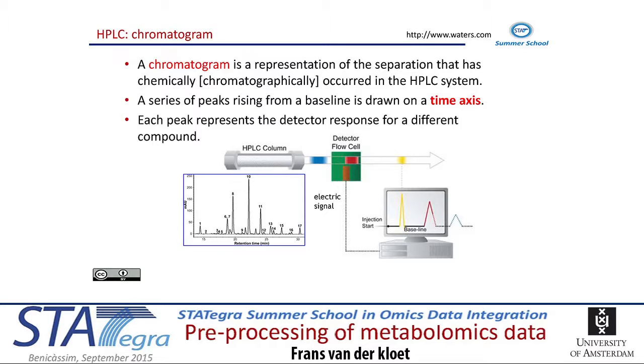So what is a chromatogram then? It's a representation of the separation that has chemically occurred in the HPLC system. Actually, this presentation is online, so you can always look at it later if you want to. In time, what you will see is a series of peaks rising from the baseline. Every compound will generate a small peak, and that will be my chromatogram. Each peak represents a detector response for a different compound.